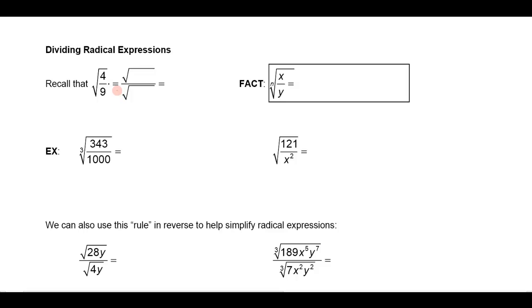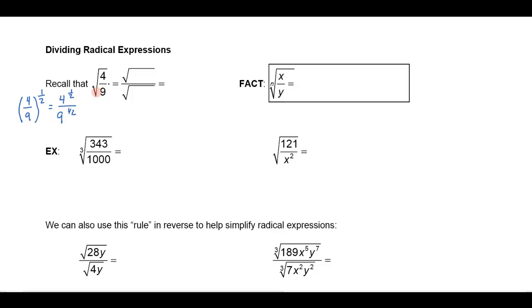Hello everyone. In this lesson I'd like to begin looking at how we divide radical expressions. Now consider the square root of a fraction. If I have the square root of 4/9, you remember that I can think of that square root as an exponent. That would be the 1/2 power. And then by my rules of exponents I can distribute that exponent to both the numerator and the denominator.